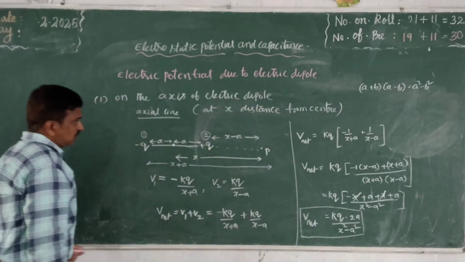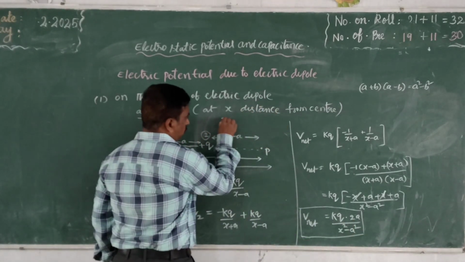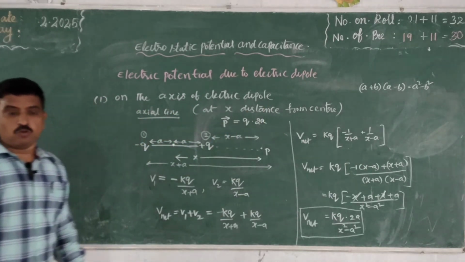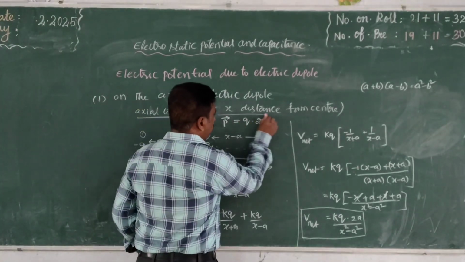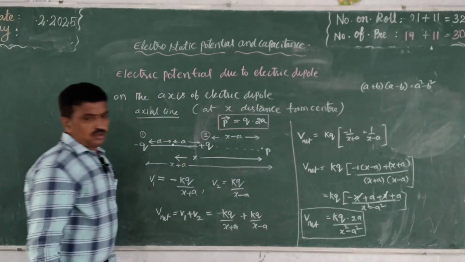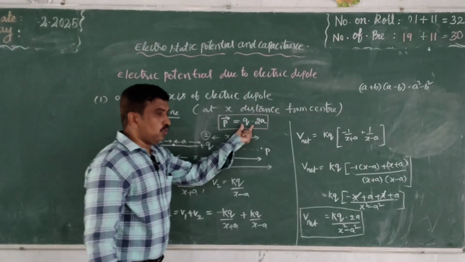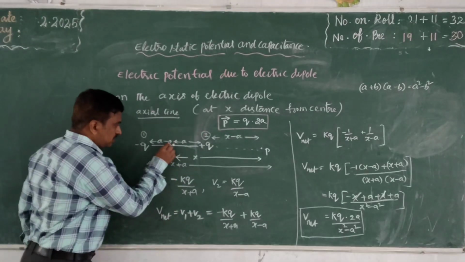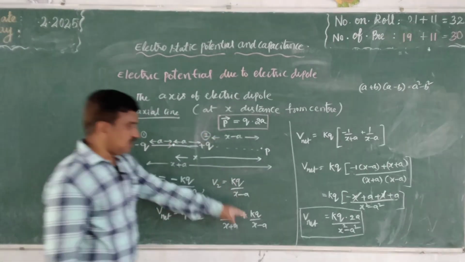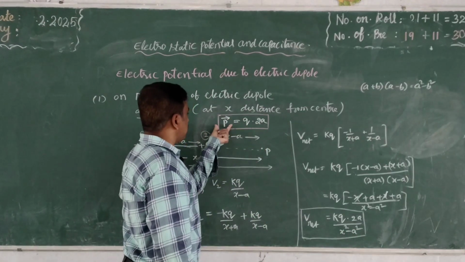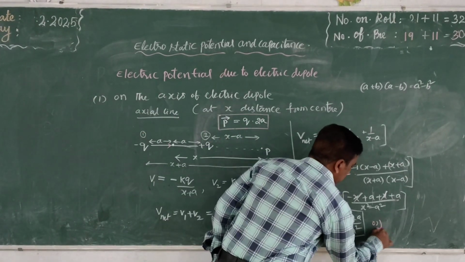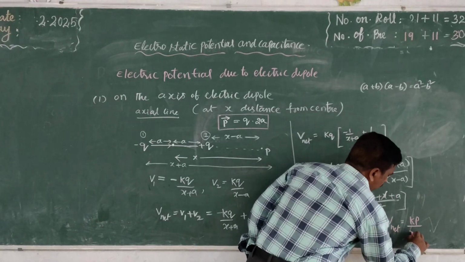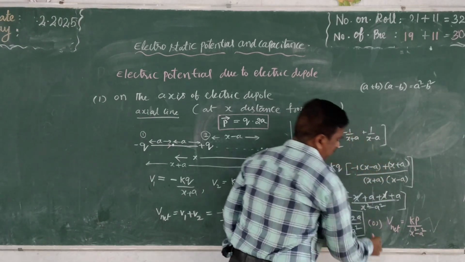Before that, the electric dipole moment P equals what? Charge into the length between them. This is the electric dipole moment: the product of charge and the length between them. What is the charge here? q, and the length is 2a. So q times 2a is called the electric dipole moment, which is always between minus q and plus q. So instead of this we can write p, which means V net equals kp by x square minus a square.